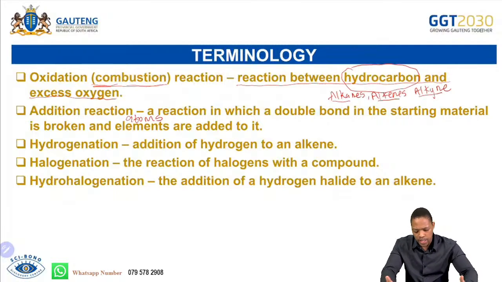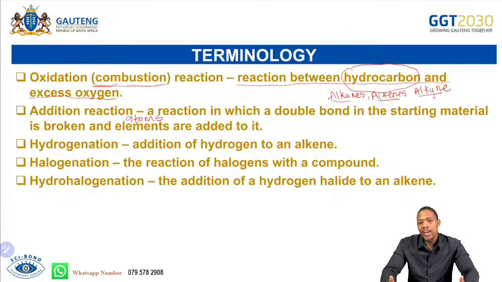Hydrogenation is addition of hydrogen to an alkene. So when we are adding hydrogen to an alkene, we are having hydrogenation. Still going to look at that in detail. Halogenation, the reaction of halogens with a compound, whatever the compound may be.